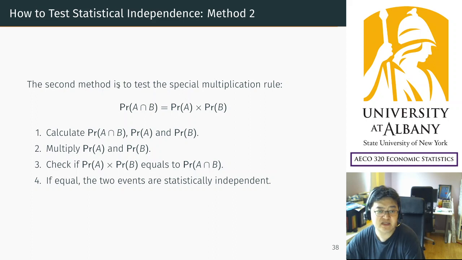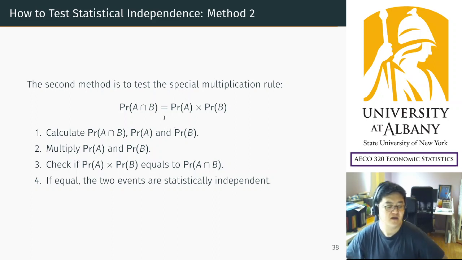And the second method is based on the special multiplication rule. So using the fact that statistically independent events satisfy the special multiplication rule, if this rule is violated, then A and B are not statistically independent, right? It's natural, straightforward. Then what you do here is calculate this probability, calculate this probability, and multiply those two probabilities of simple events, and then check the equality. That's it, right?